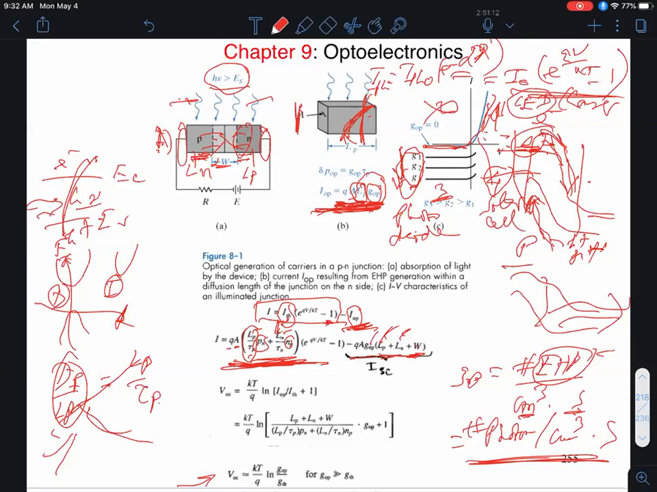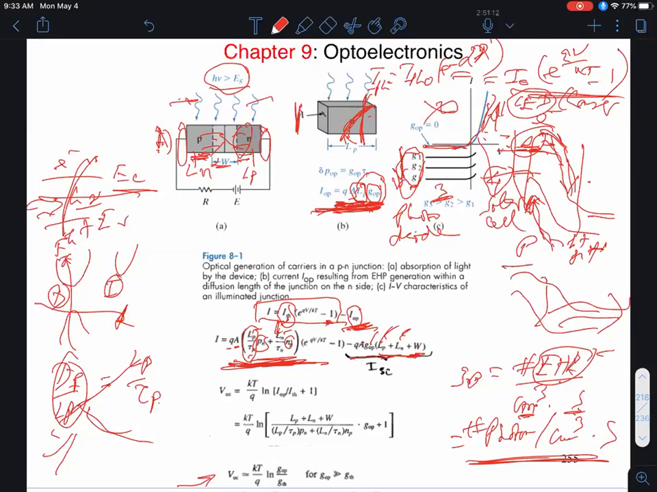The optical generation rate is the number of photons that are absorbed per unit volume per second, because any photon that just flows through is not going to help in creating electron-hole pairs. And then I get the cross-sectional area of the diode A and the electron charge Q.